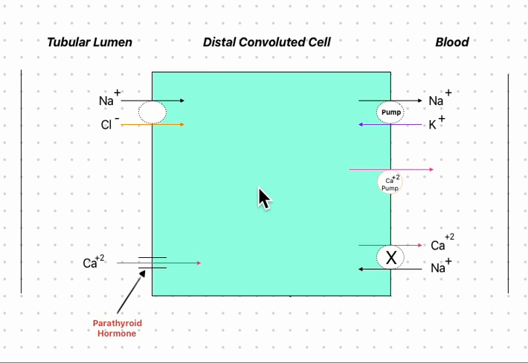So we can say the parathyroid hormone increases the calcium entry from lumen into the cell by increasing the insertion of calcium channels in the luminal membrane. From here, calcium can go out of the cell into the blood via the calcium pump and the calcium sodium exchanger.